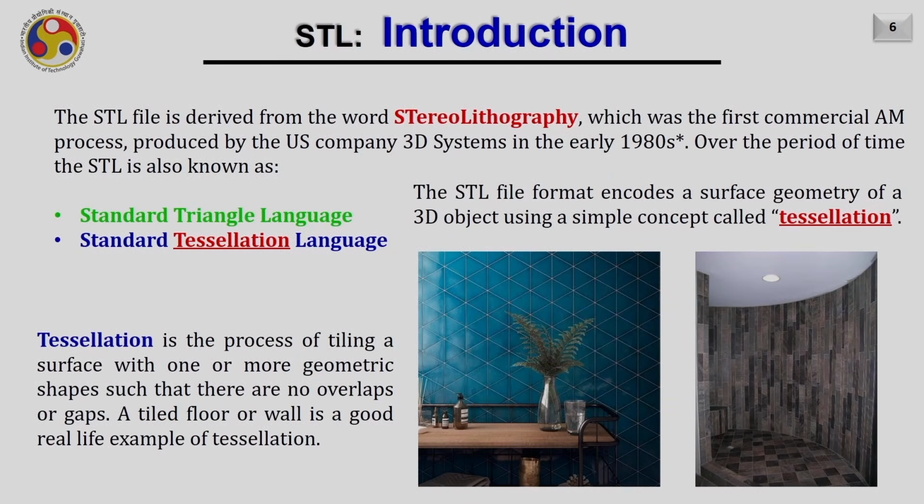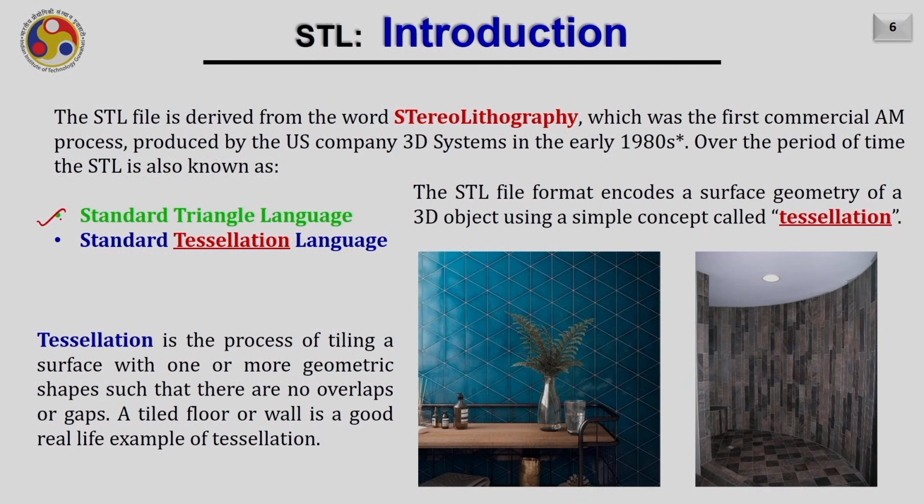The STL file is basically derived from the word stereolithography, which was the first commercially available additive manufacturing process produced by a US based company, 3D Systems, in the 1980s. Over the period of time, STL is also known as Standard Triangle Language and Standard Tessellation Language. However, the original name of STL was derived from stereolithography, where this is ST and this is L.